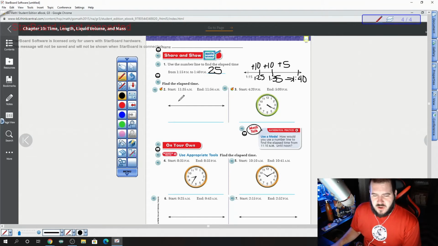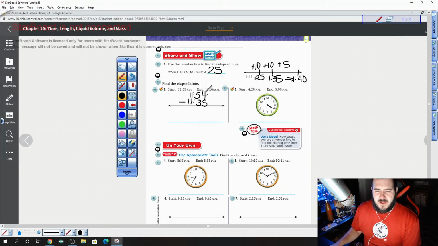For number 2, I'm going to skip using the number line, and I'm going to use the subtraction method instead. So I'm just going to set my problem up here. Remember, we want to start with our end time, so 11:54 is our end time, minus 11:35 is our beginning time.